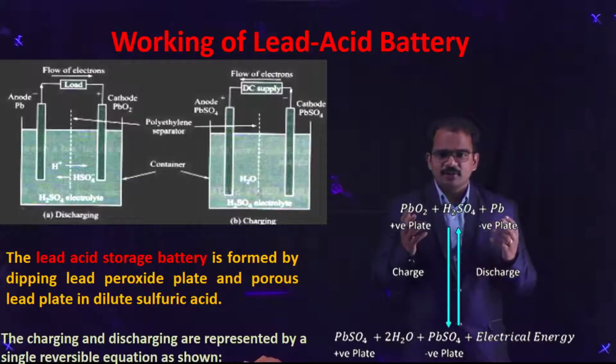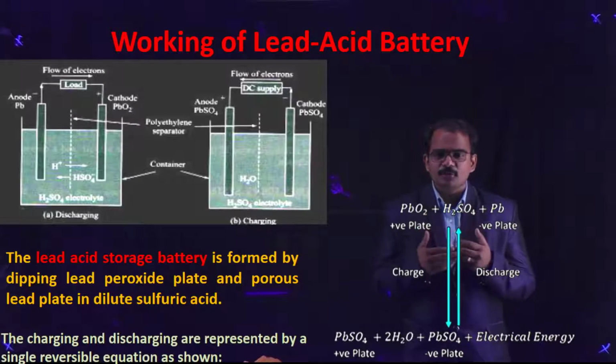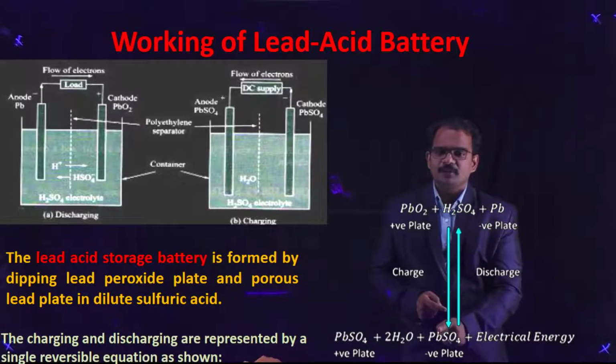Now coming to the working of this lead acid battery, the lead acid storage battery is formed by dipping a lead peroxide plate and a porous lead plate in a dilute sulfuric acid electrolyte. So what are the charging and discharging processes taking place inside a lead acid battery? At the positive plate we have lead peroxide, and at the negative plate we have lead, right? During charging, the lead oxide at the positive plate is converted into lead sulfate, PbSO4, and the lead at the negative plate is also converted into lead sulfate, PbSO4.